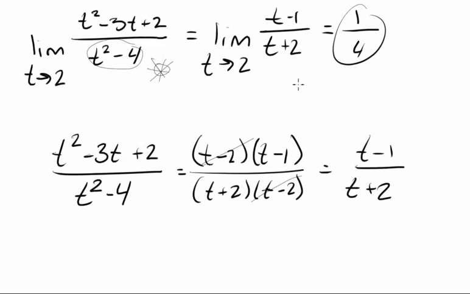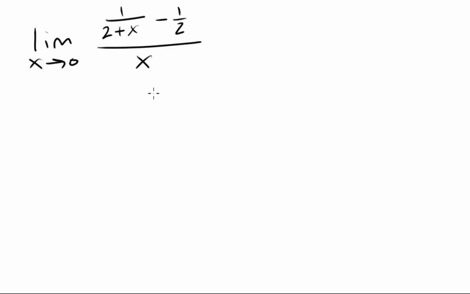Alright, so let's try one that's a little bit trickier looking. So let's see. The limit as x approaches 0 of 1 over 2 plus x, minus 1/2, over x. Alright, so let's try a substitution. Plug in 0. We get a 0 in the denominator. Can't do it. Also, we end up getting a 0 in the numerator as well, so we get 0 divided by 0. So let's see, how can we possibly make this work?